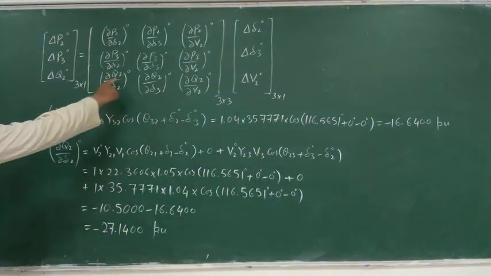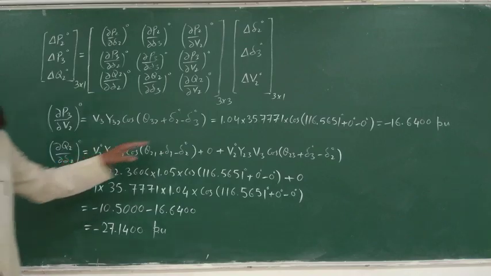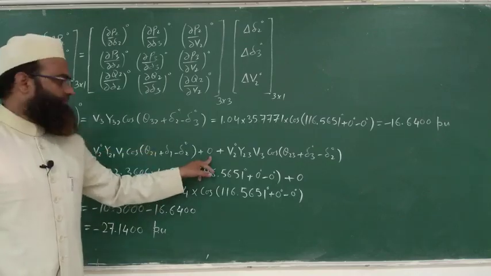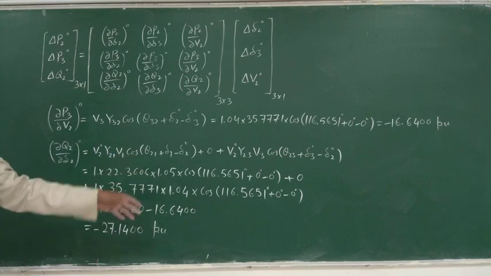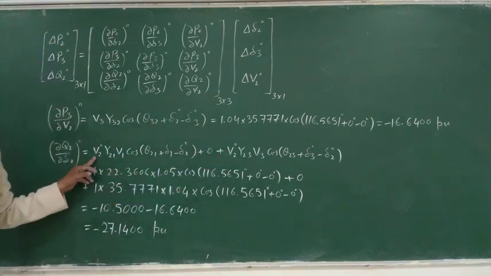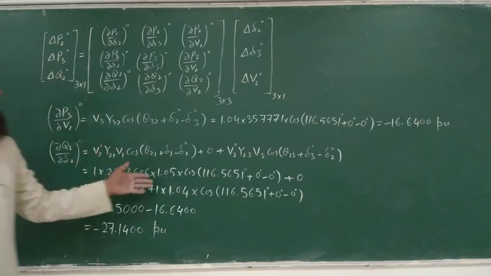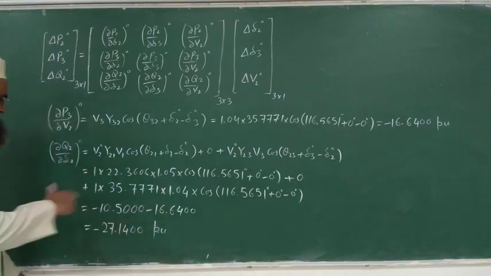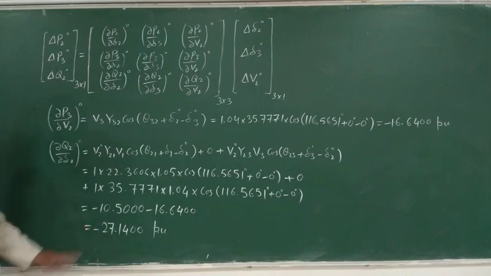Now next one, del Q2 upon del delta 2 0. Here we are having two terms. The second term is vanished. Why? This time the variable is delta 2, so delta 2 minus delta 2 0. That's why it is independent of delta 2, that's why 0, right? So first and third terms correspond to that. This is V2 0, the assumed initial value of V2, 1 per unit, right? So corresponding values have been substituted, and finally we are getting del Q2 upon del delta 2 0 as minus 27.1400. So we have evaluated this.